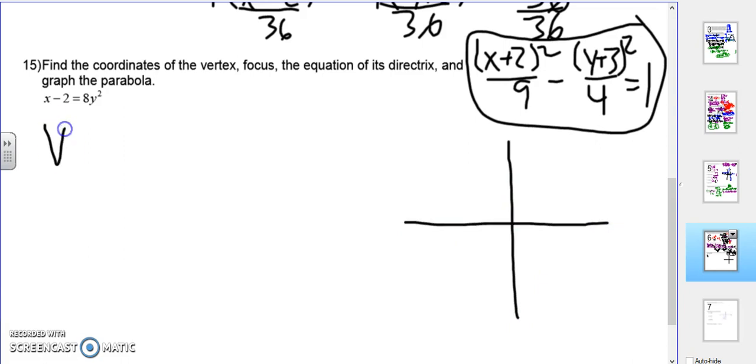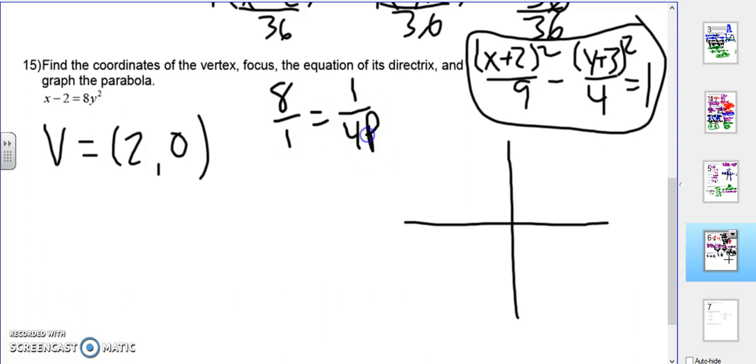So the first thing is vertex is going to be positive 2 and then 0 because there's no number. And then to find the focus and directrix, we need to find p. So the number in front of the square term is 8, and that equals 1 over 4p. Cross multiply. P is 1 over 32. So here's my vertex at 2, 0.